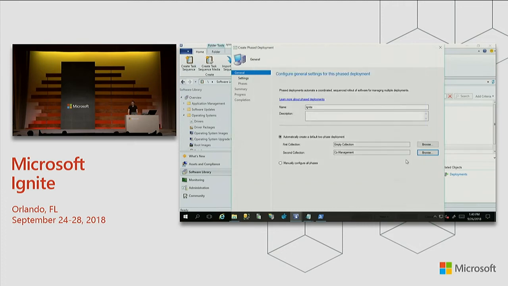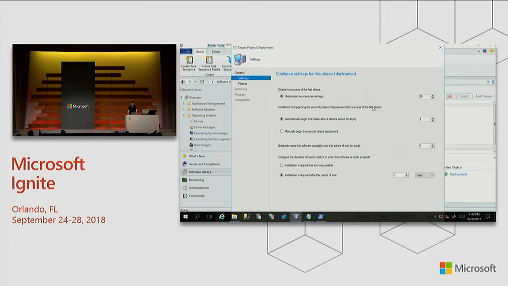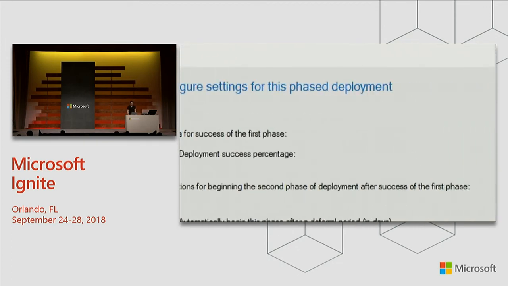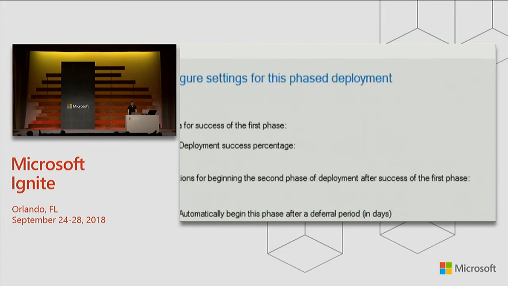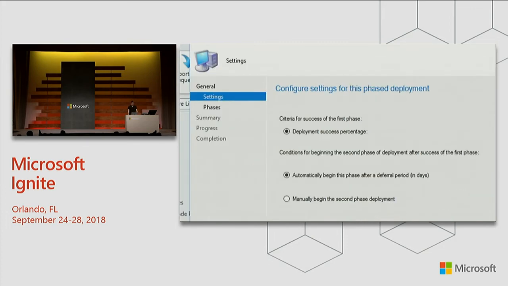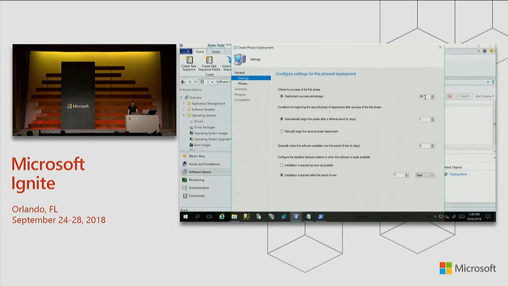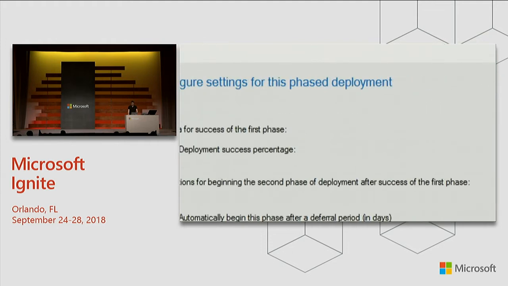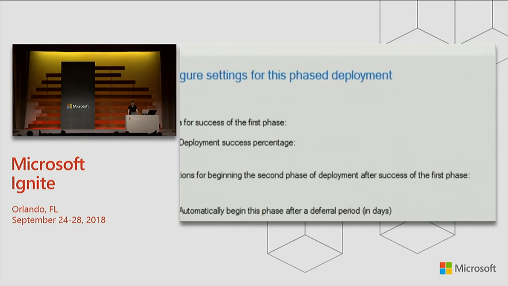I'm just going to quickly select a couple of empty collections because I've been burnt in the past doing demos. And you can see here that it asks me to specify my deployment success percentage. Just zoom back out. Zoom in not working.